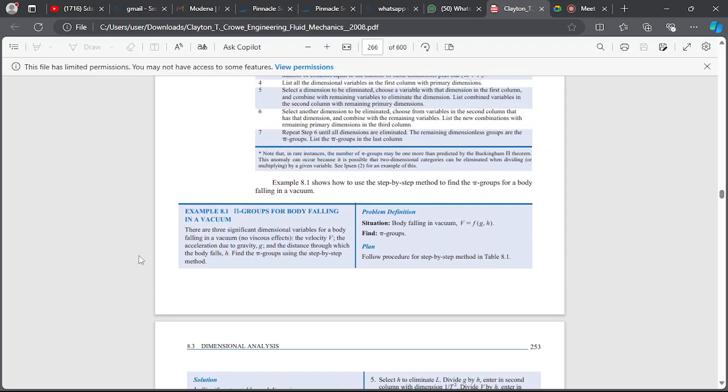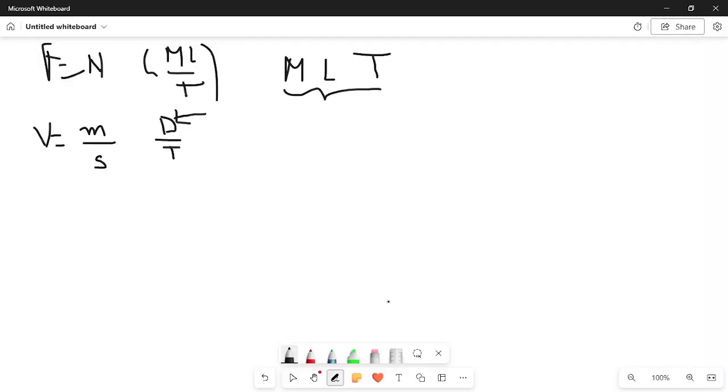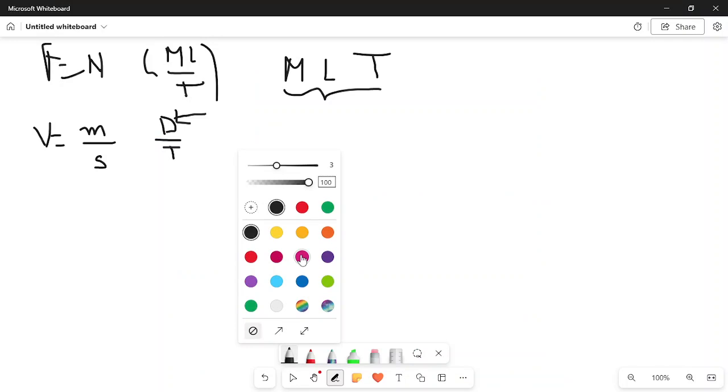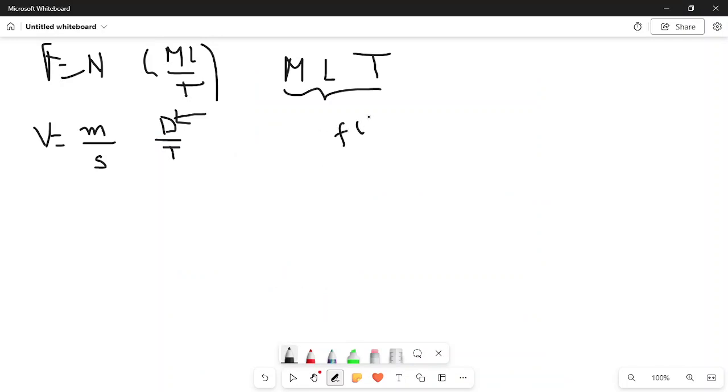So now, if you look at this example here, what are they saying? For a body falling in vacuum, they said velocity is a function of g and h. Now, what does this mean? Remember when we say, let's say, f of x in math, the function here is 2x plus 2. This is f of x. This is a function of this. Literally, you can say f of x is a function of 2x plus 2.